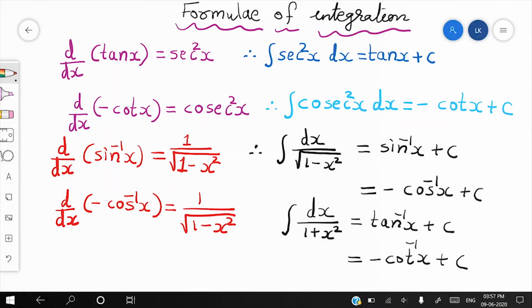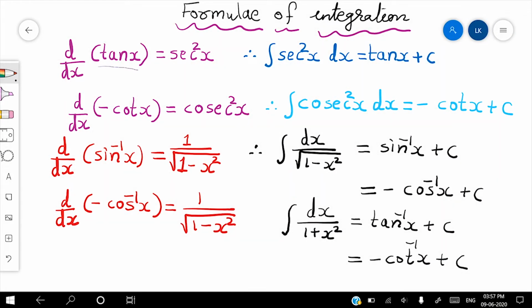Okay. First, let us concentrate on the formula of differentiation. Derivative of tan x is sec square x, that you know. Therefore, integration of sec square x dx is tan x plus c. Derivative of minus cot x is cosec square x. Therefore, integration of cosec square x dx is minus cot x plus c. Because now you know that integration is the reverse process of derivative.